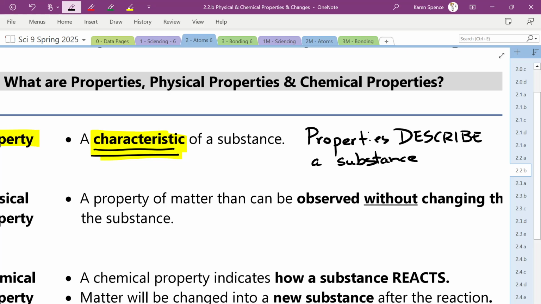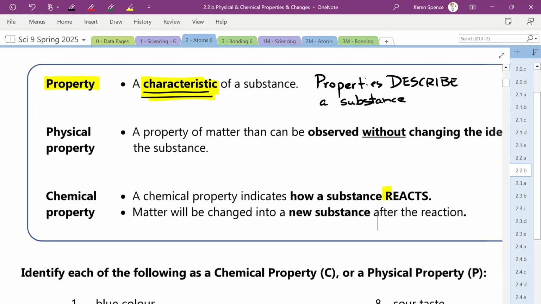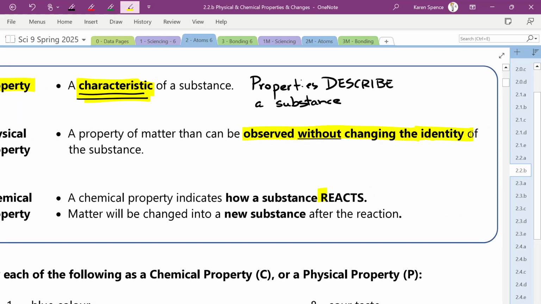So usually when we're observing things, we're mostly observing physical properties. Because physical properties are just things you can observe. A chemical property, you either have to heat it to see if it'll burn, or you have to mix it with another chemical to see if it will react. So chemical properties tell you how a substance reacts. All right, whereas physical properties, you observe it without changing the identity of the substance.